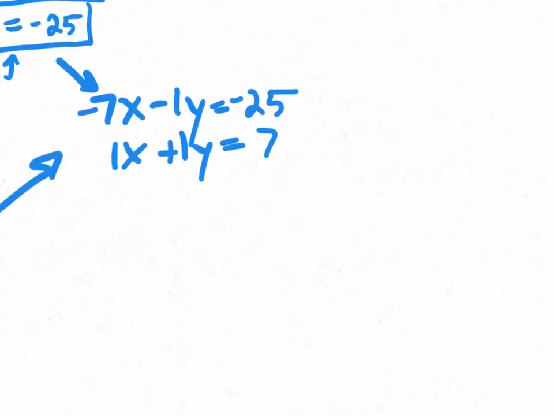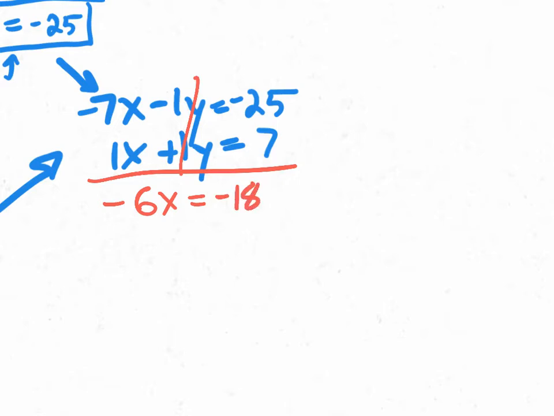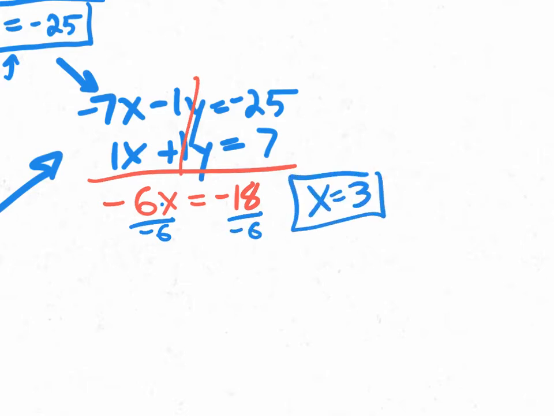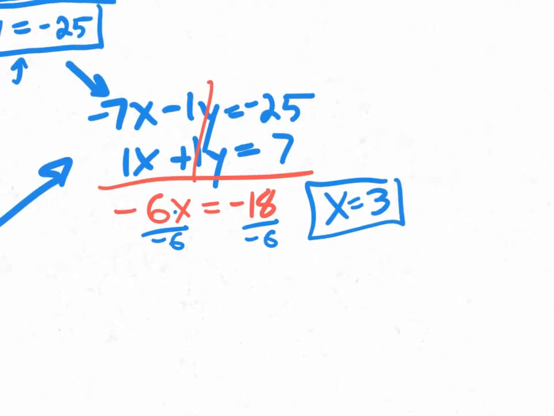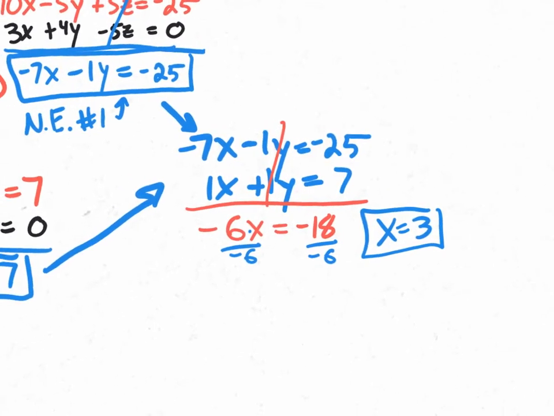So do I need to modify anything? No, the y's are ready to cancel. So let's just combine them. The y's eliminate. I'll have a negative 6x equals negative 18. And my final step will be to divide by negative 6. Divide by negative 6. X will equal positive 3, ladies and gentlemen. So that's one answer of my 2x2 system. So what am I going to do?